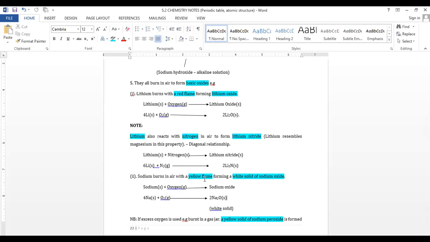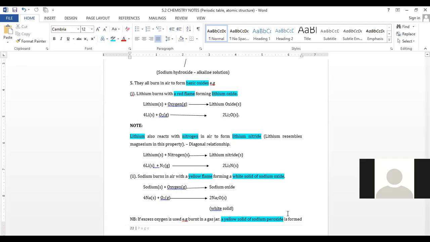It forms a white solid of sodium oxide when oxygen is little. Many times when they just say reacting with air, air has only a small composition of oxygen, 21%. But when they say a gas jar of oxygen, that means oxygen is enough. Other times they just say excess oxygen.